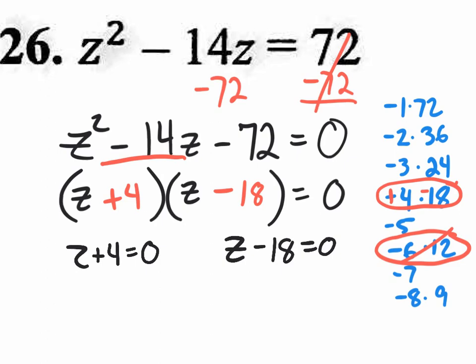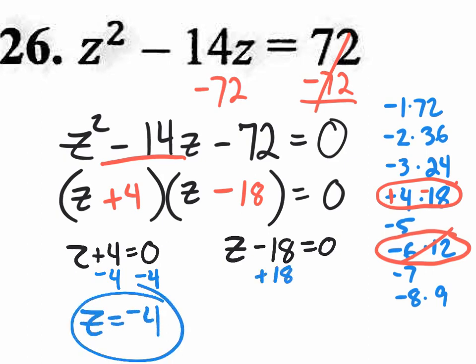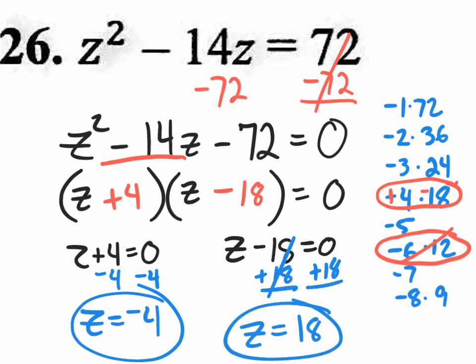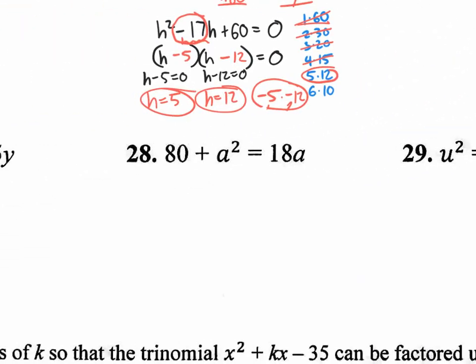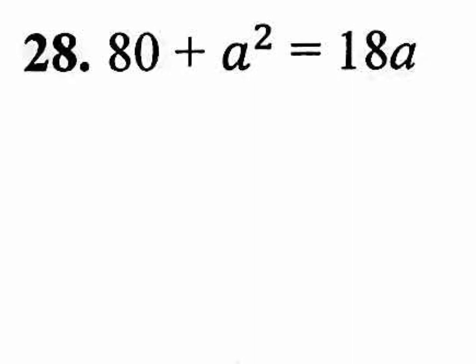So the plus 4, I get rid of it by going minus 4, z equals negative 4, that's one answer. Plus 18, z equals 18 is another answer. Yes, it's a lot of work, but we need to show our work. Number 28. You could write that as a solution set, right? Yeah, you could write it as a solution set. Thank you for clarifying that.